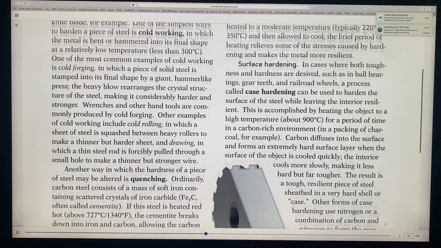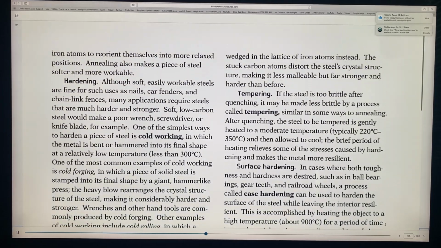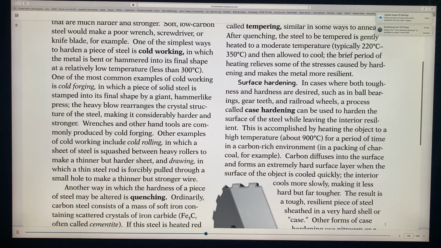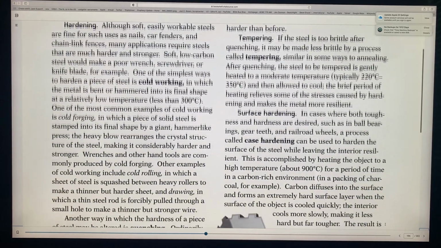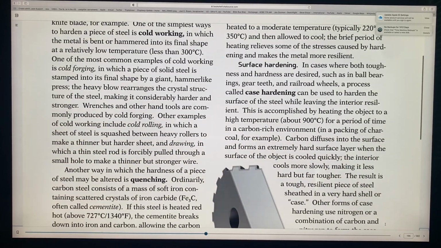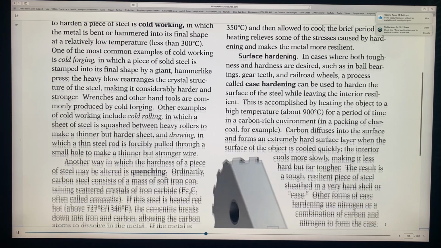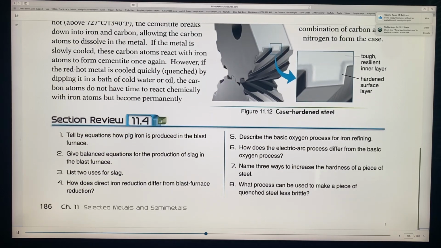So again, we have annealing, hardening, quenching, all these things onto tempering. So if I say what quenching is, it's heated at 1,340 degrees, and the carbon is quenched by dissolving in the midst of it. It's kind of hard to describe, but you can read it over.